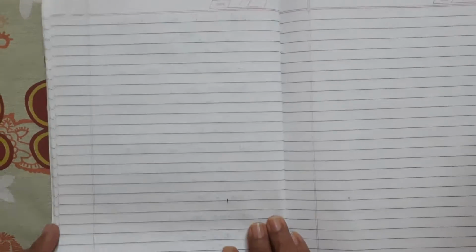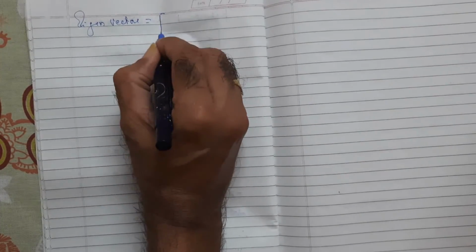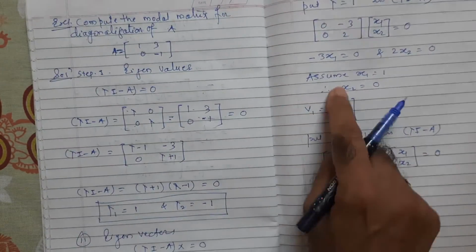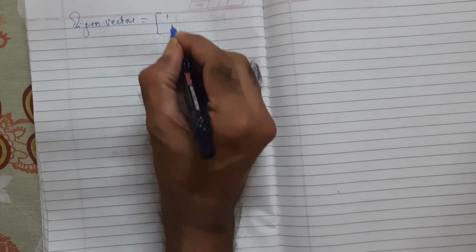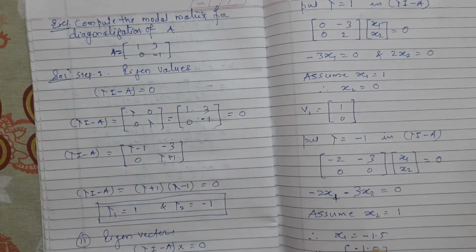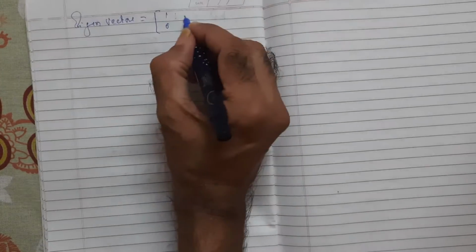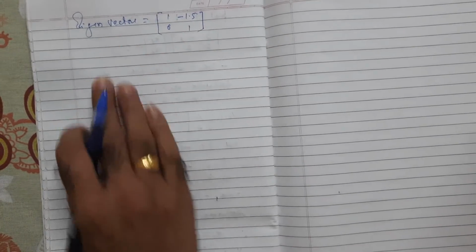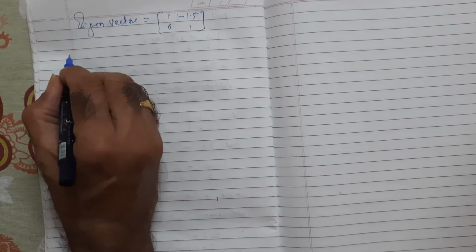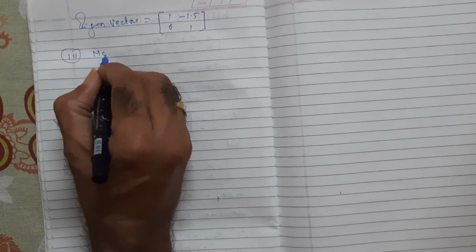Now we have the eigenvectors. We can write down the eigenvectors as [1 -1.5; 0 1], columns [1; 0] and [-1.5; 1]. So these are my eigenvectors. So now we know the eigenvectors. Now in the third step we will find the model matrix.